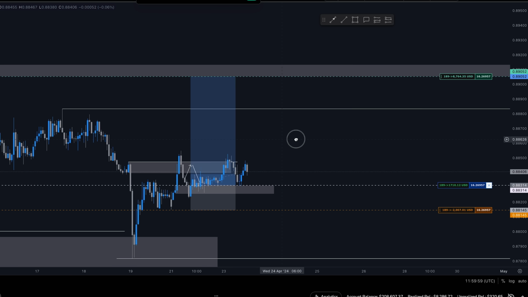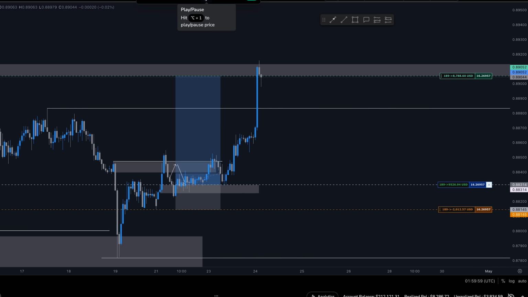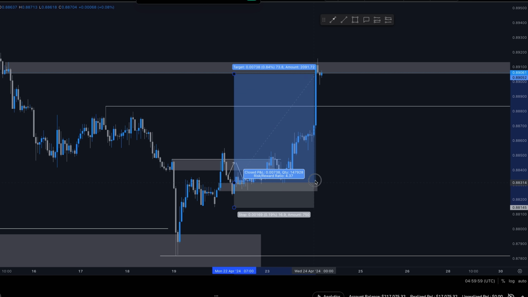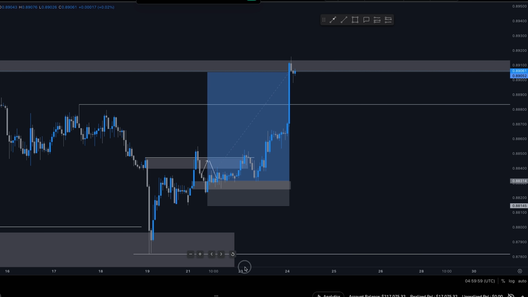So here we've had a tap in. We're looking for a rally. And there we go. As we said, this is the next clear point for the market to target. So that's that trade done as well. So there you go. That's followed us through into the next week.